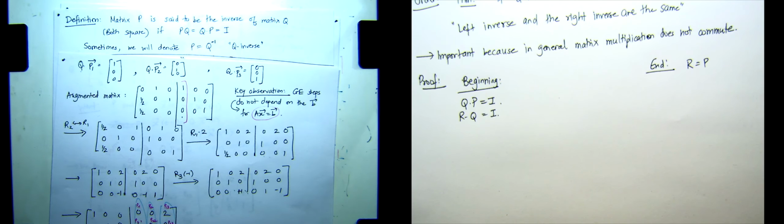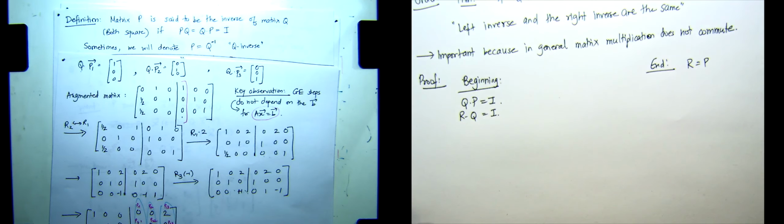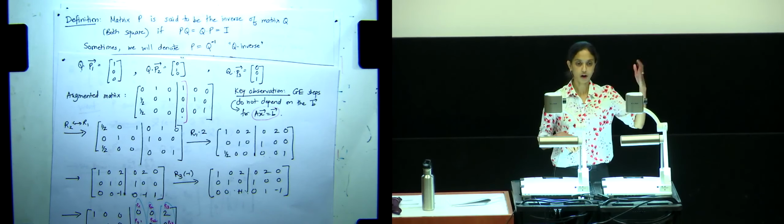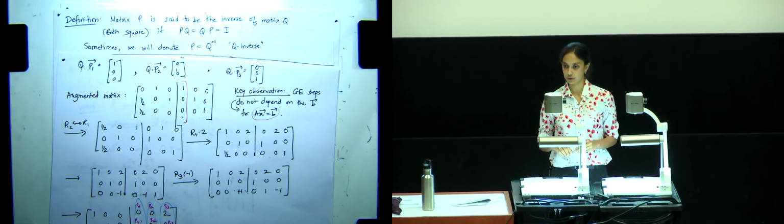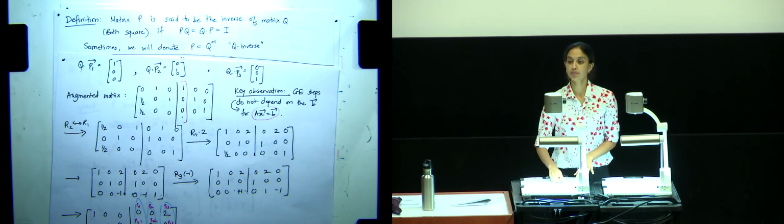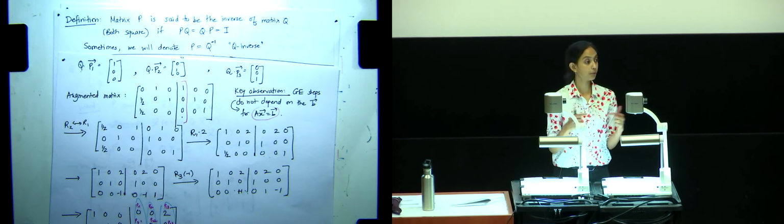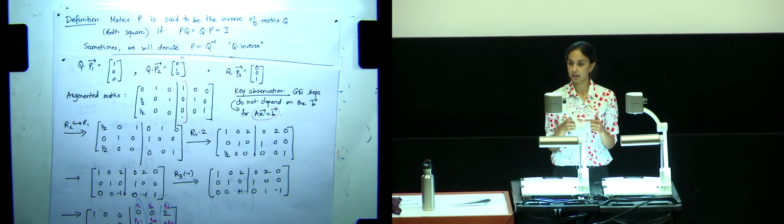Okay, so if I want to have R is equal to P, then I want one side of the equation with R on it and the other side of the equation with P on it. And one natural thing to try is to say, hey, look, these are both equal to identity. Let's try to set them equal to each other.